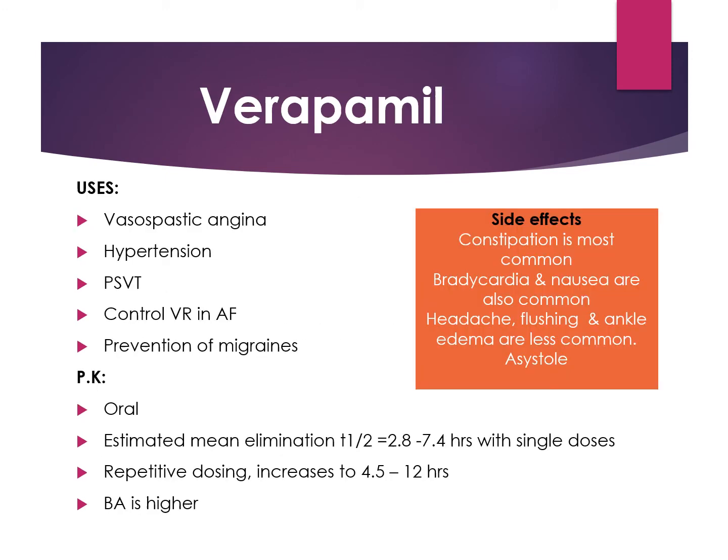failure. Coming to the uses, it is majorly used for vasospastic angina, hypertension, paroxysmal supraventricular tachycardia and control of ventricular rate in atrial fibrillation and in prevention of migraines. The pharmacokinetics are it is given orally and the estimated mean elimination half-life is 2.8 to 7 hours with single dose. Repetitive dosing, due to accumulation, increases the elimination half-life to 4.5 to 12 hours. Usually the bioavailability is high for verapamil.